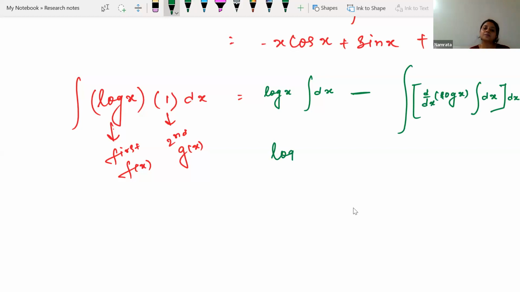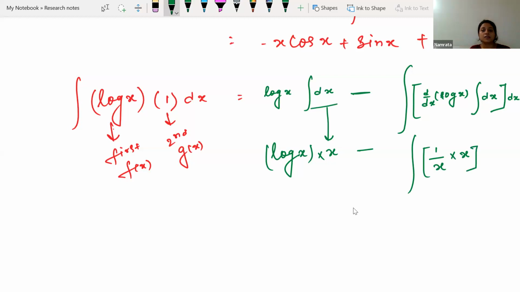So integral of log x dx will be, anyone? Integral of dx will be only x, right? Only x I am writing, minus derivative of log x is 1 by x, right? And integral of dx will be only x. X cancelled out, dx we got. So we got x log x minus integral of dx is there. That means only x plus c.